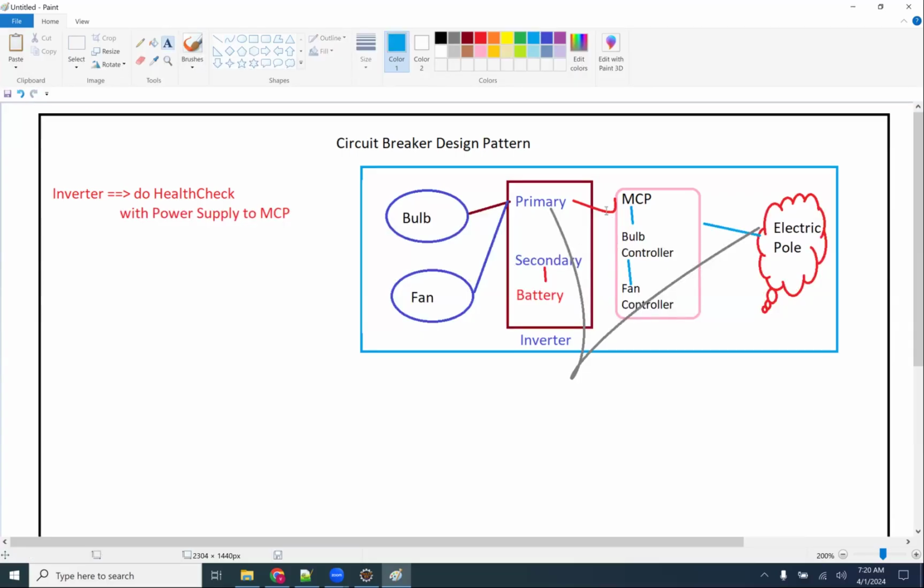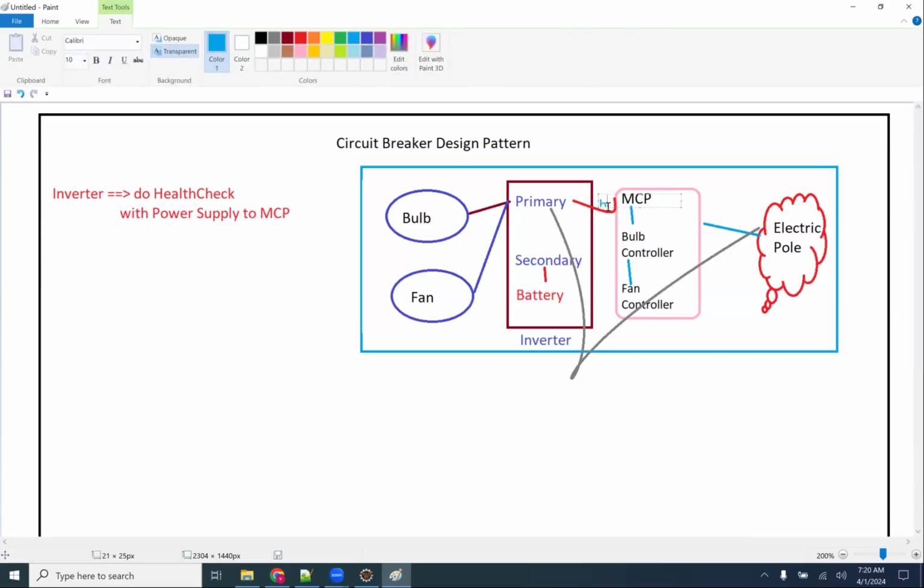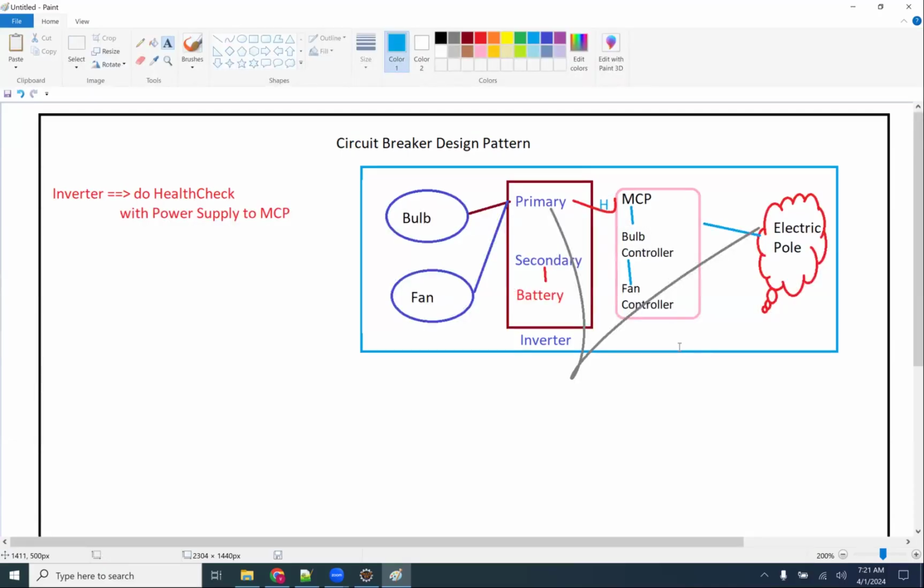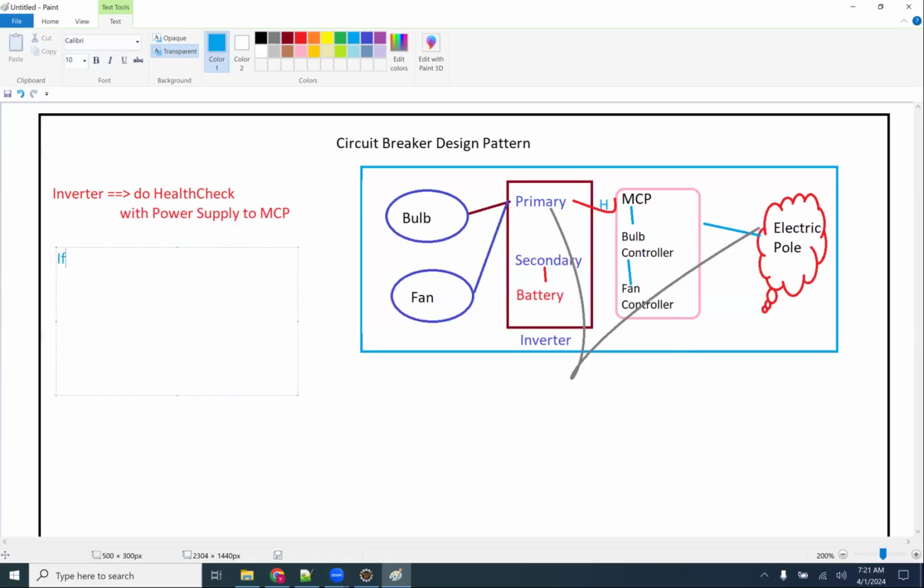Whenever it feels that, it will do a health check. During the health check, if power supply is there, if the health check is good, take the power from MCP. If health is good, it is going to take the power from MCP.